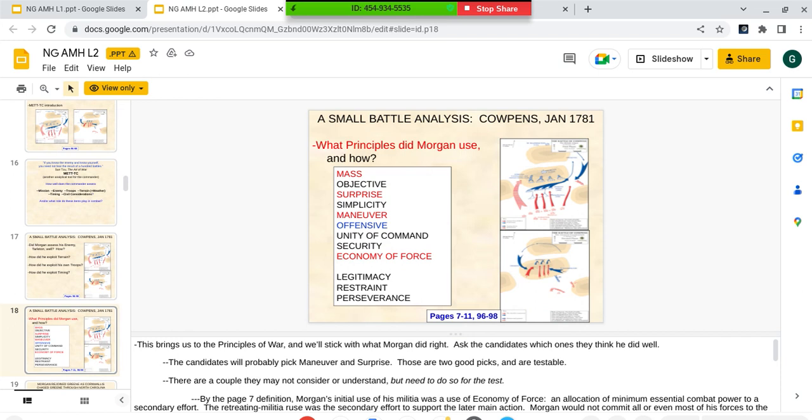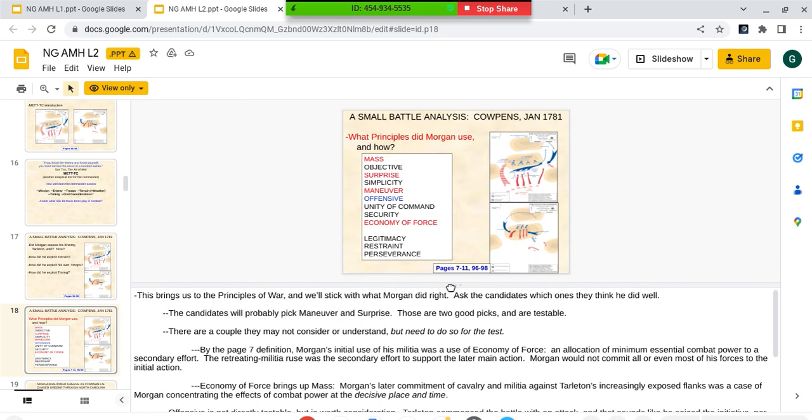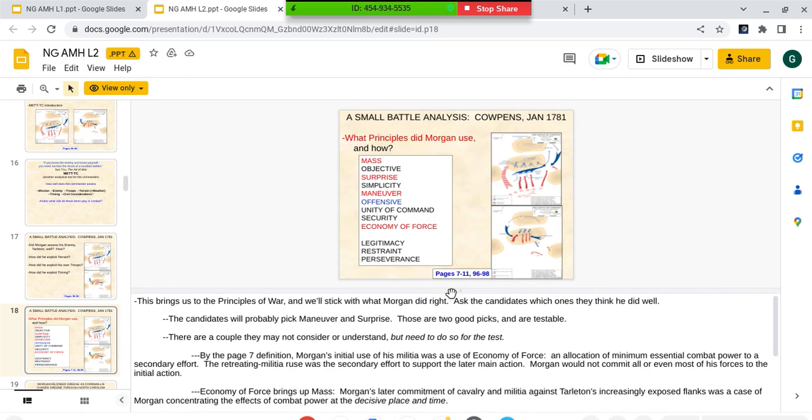Then the Battle of Cowpens. It talks about what principles Morgan used. He used mass, surprise, maneuver, and economy of force. The two themes that are important for the test is that at the Battle of Cowpens, Morgan used maneuver and surprise, and we're going to talk about why this is.